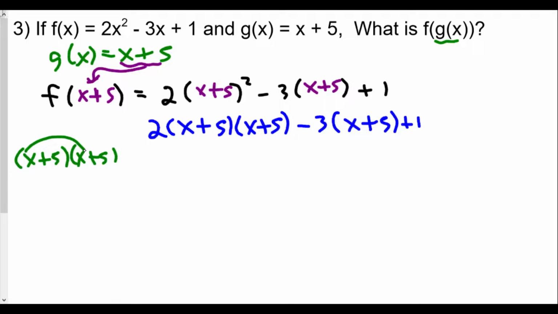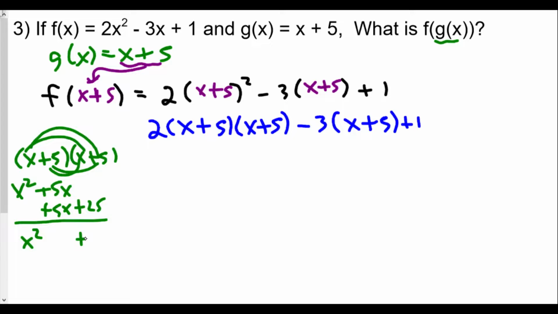And so x times x is x squared. X times 5 is 5x. 5 times x is 5x. And 5 times 5 is 25. So for those who wrote down x squared plus 25, you are partially correct, but not done in this case. It's actually x squared plus 10x plus 25. And that's what's replacing the x plus 5 times x plus 5.